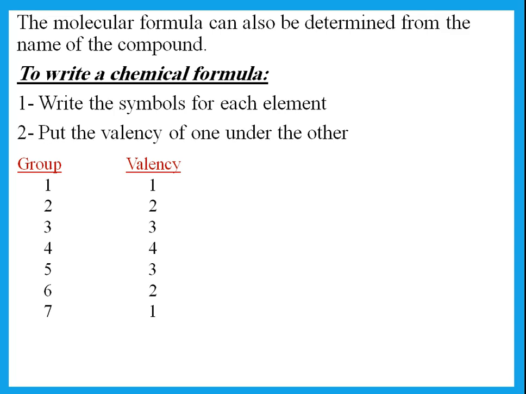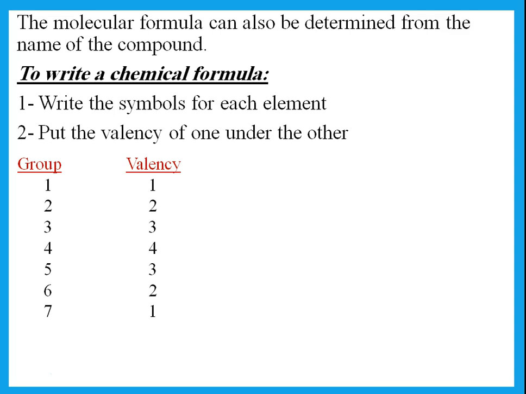Anything in group 4 needs 4 electrons in order to have a full outer shell, so its valency is 4. Anything in group 5, now in group 5 we have a choice. We either lose 5 electrons or we gain 3 electrons, and in that case it is easier to gain 3, so we say that anything in group 5 has a valency of 3. Anything in group 6 needs to gain 2 in order to have a full outer shell. I'm just reminding you that a full outer shell means a total of 8. So anything in group 6 will have a valency of 2. Anything in group 7 has a valency of 1.